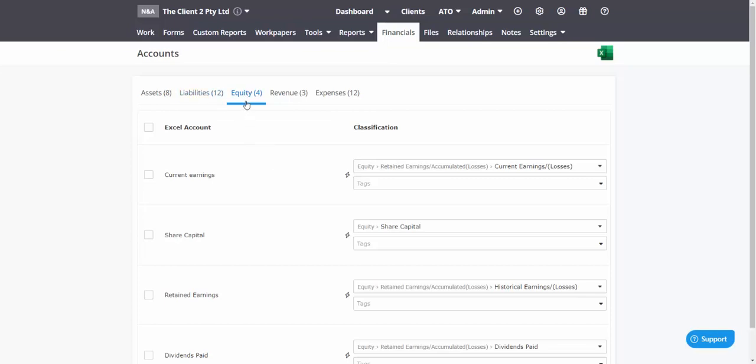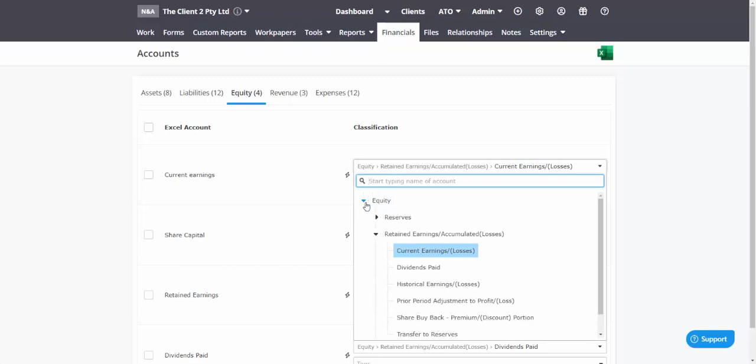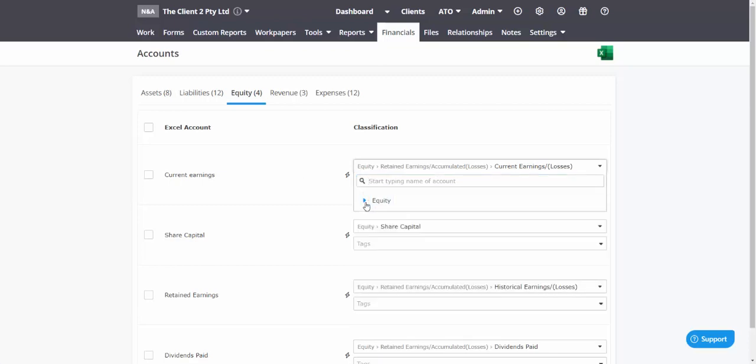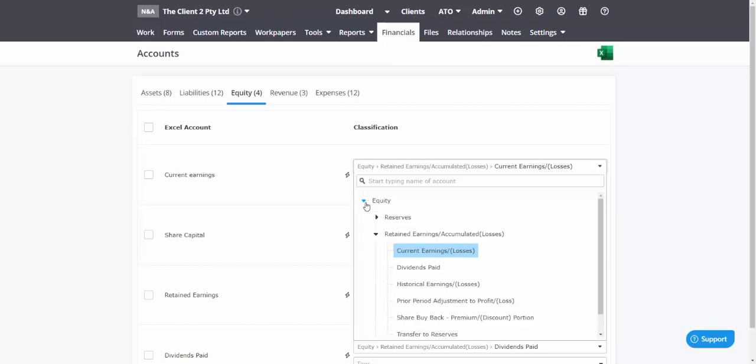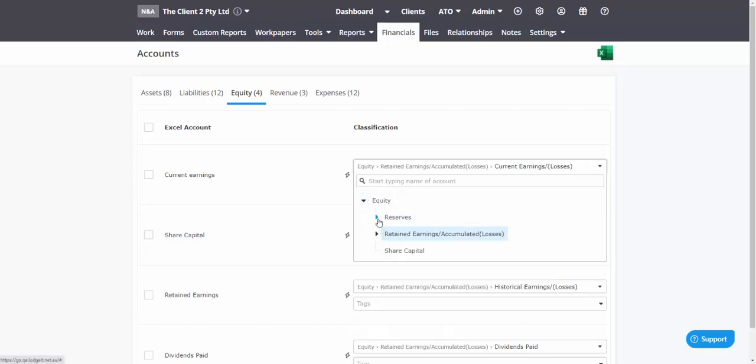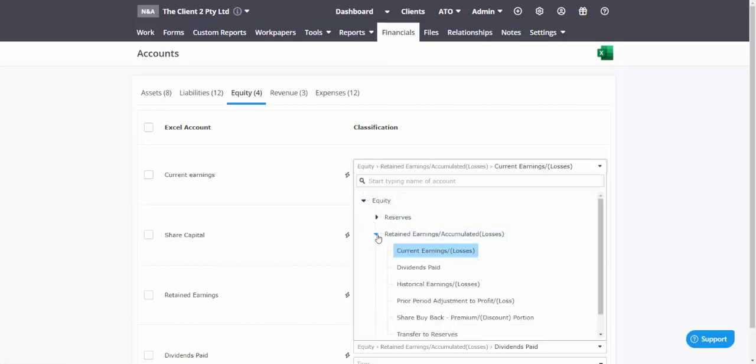So back to the classification, we're into equity now, and let's go through what we have in equity. Equity, you'll notice, is contextual to the type of entity that it is. So for a company, you'll have reserves, share capital, retained earnings.